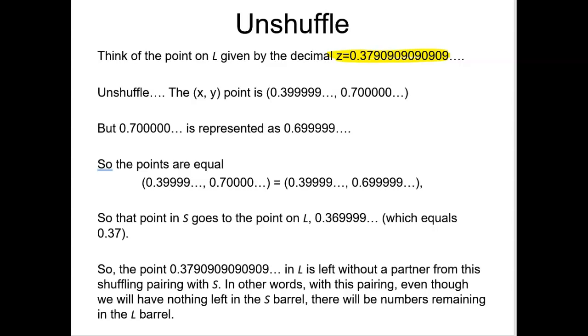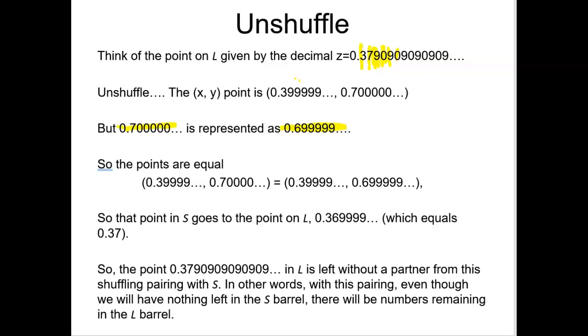So the point on S would correspond to 0 point, and remember we take the first digit for X. So this would be a 3 for X, and then the next digit corresponds to the Y, so that would be 7 for Y. And then the next digit is an X, so that's the 9, and then the next digit is a Y, that's a 0. 9 goes to X, 0 goes to Y, and so on. But remember here that 0.700 is actually the same as 0.699999. So it's not a unique point.